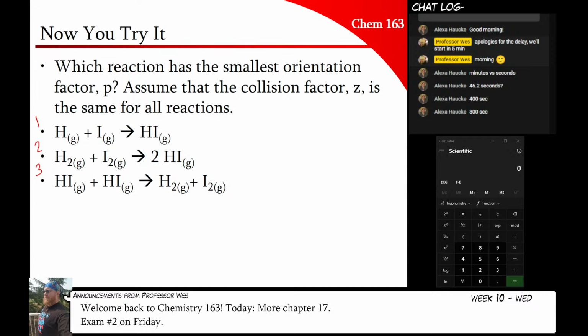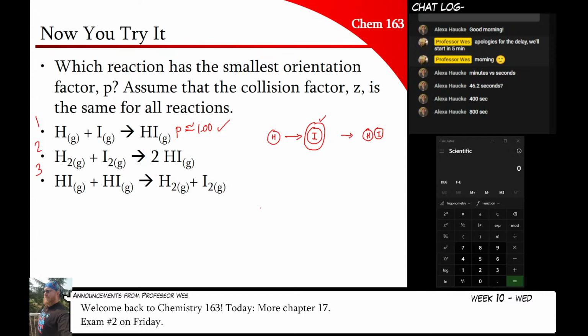Alright, I'm going to draw this first reaction here. So I have H, and it's going to collide with I. And my goal is to make HI. Now, you could probably guess that any collision anywhere would be okay, right? So the orientation factor would probably be close to 1, because these atoms are spherical, and any collision would be okay.